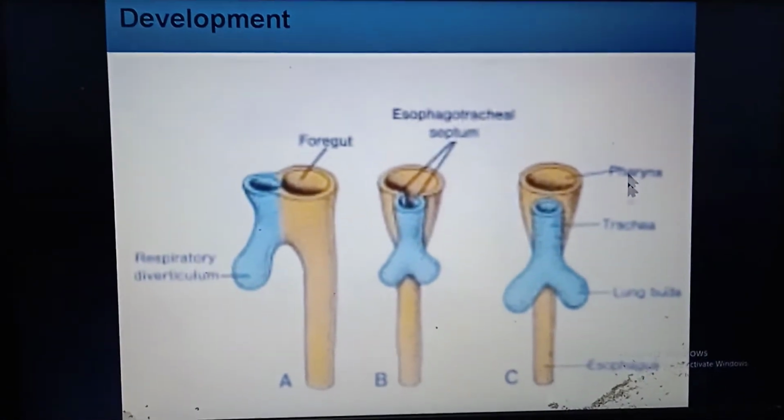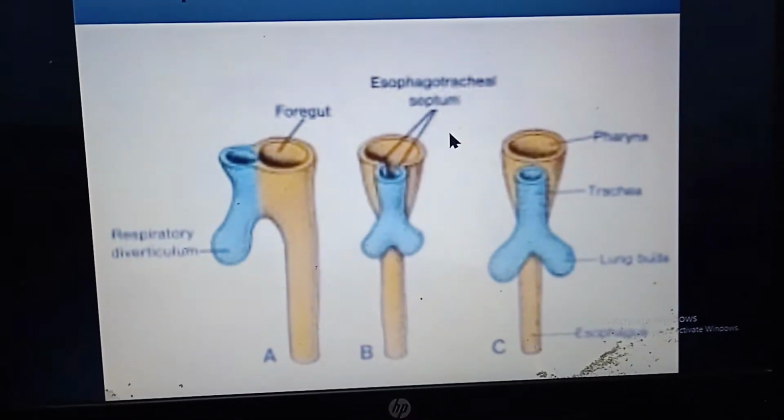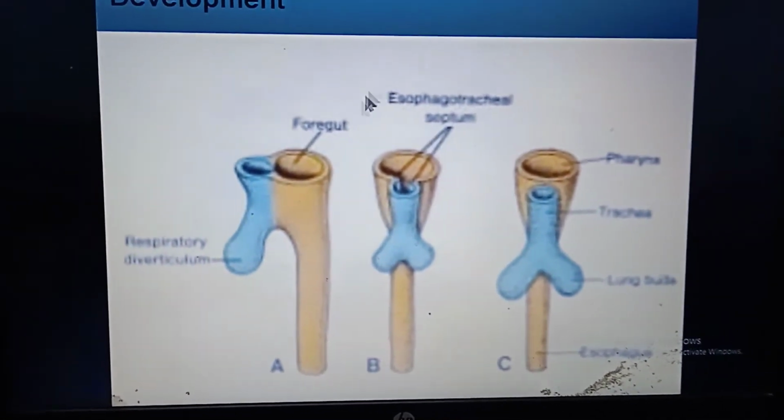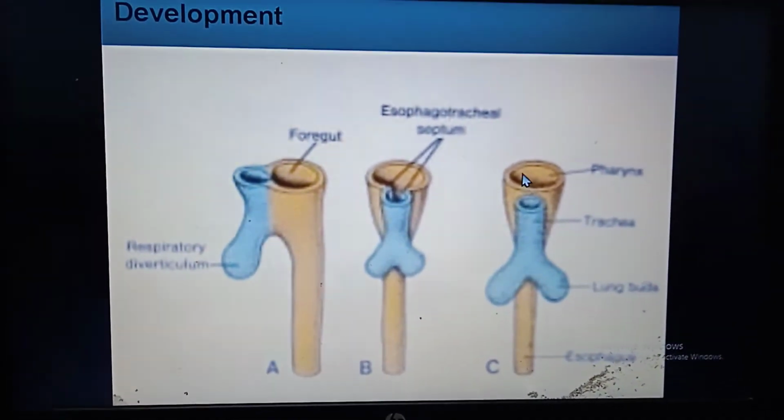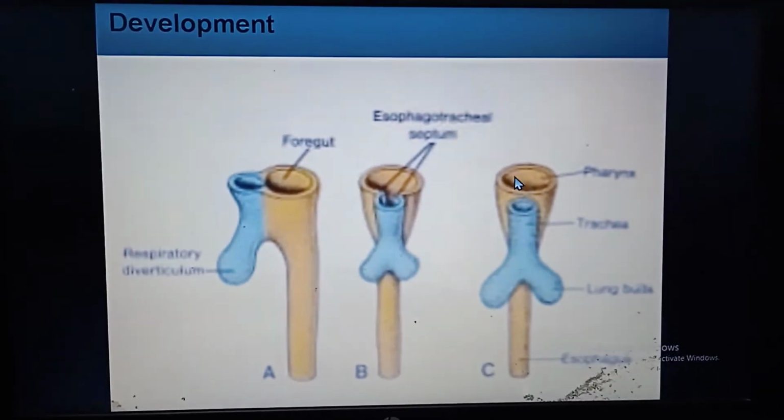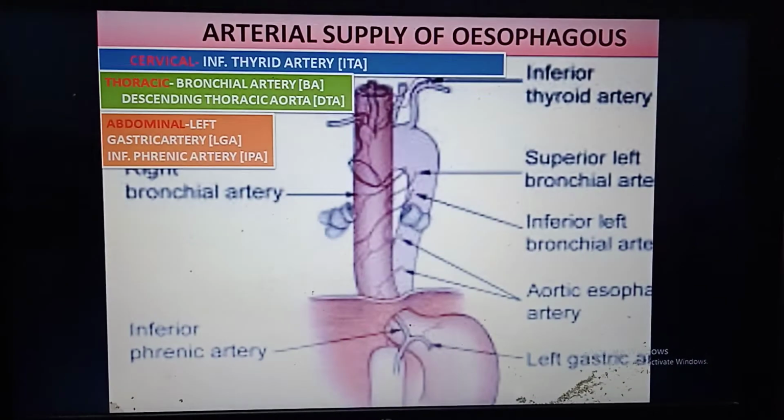Why are we discussing development? Because if this septum will not develop, there will be communication in between these two, which will lead to tracheoesophageal fistula.